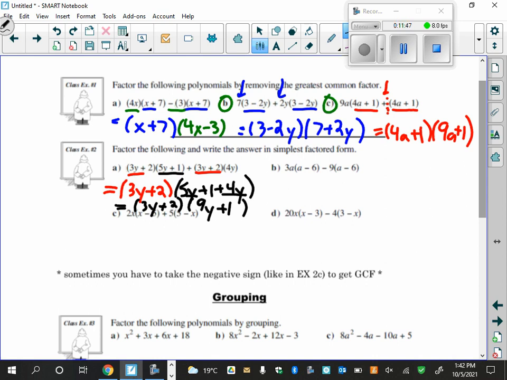Everyone say that for me. Not 3y plus 2 bracket 9y plus 1. No, don't say bracket, say times. Good job, perfect. Awesome. Okay, go ahead and do B and do the same thing.